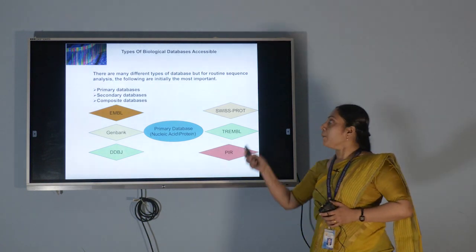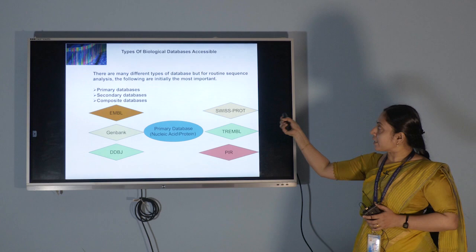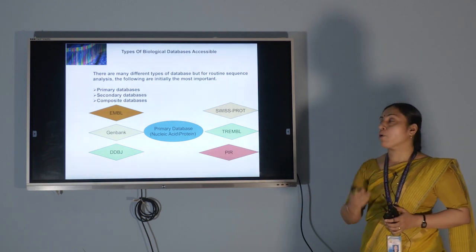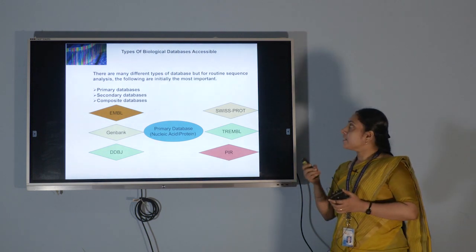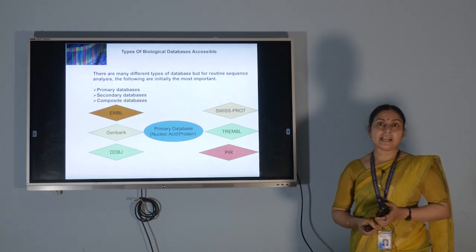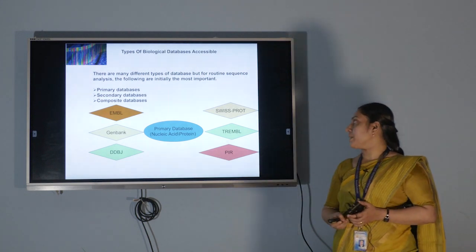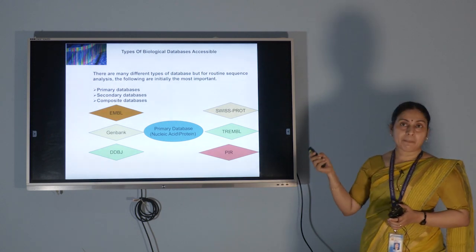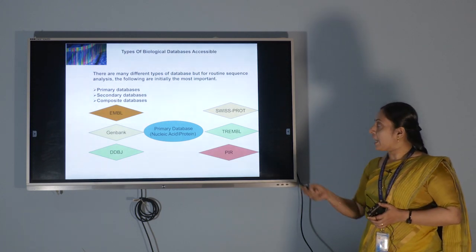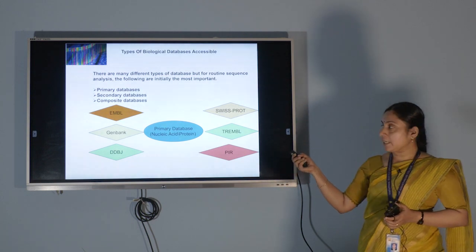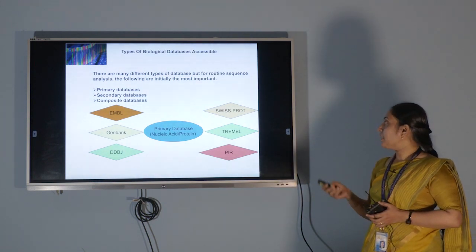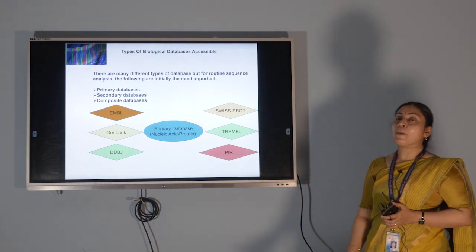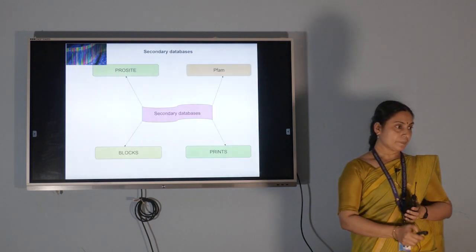And types of biological databases. Based on the functional studies and the structural studies, the biological databases are divided into three important types: primary databases, secondary databases, and composite databases. In the case of primary databases, it's mainly sequences in the form of nucleic acids and proteins. It has EMBL, European Molecular Biology Laboratory, GenBank, DDBJ, DNA Data Bank of Japan, SwissProt, TrEMBL, and PIR, Protein Information Resource. These are the major primary biological databases.